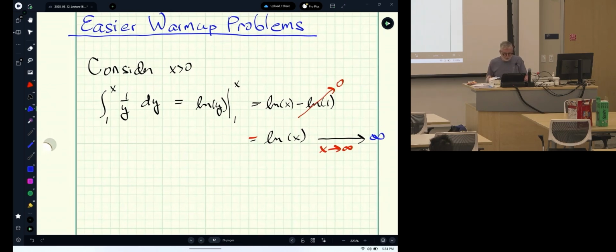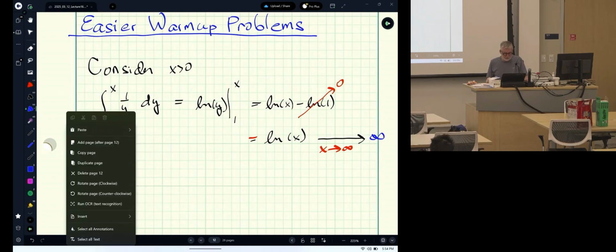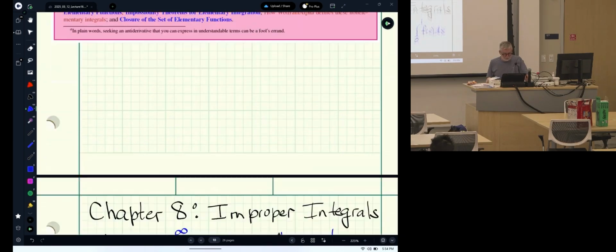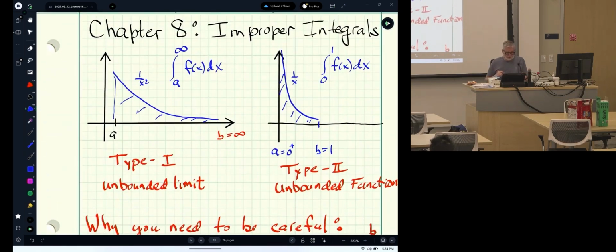We've done our first type 1 integral. It's type 1, okay? Instead of 1 over x squared, I did 1 over x. We calculated in closed form. The antiderivative is known to us, and we know the limit of log of x. So that was easy enough. Okay.